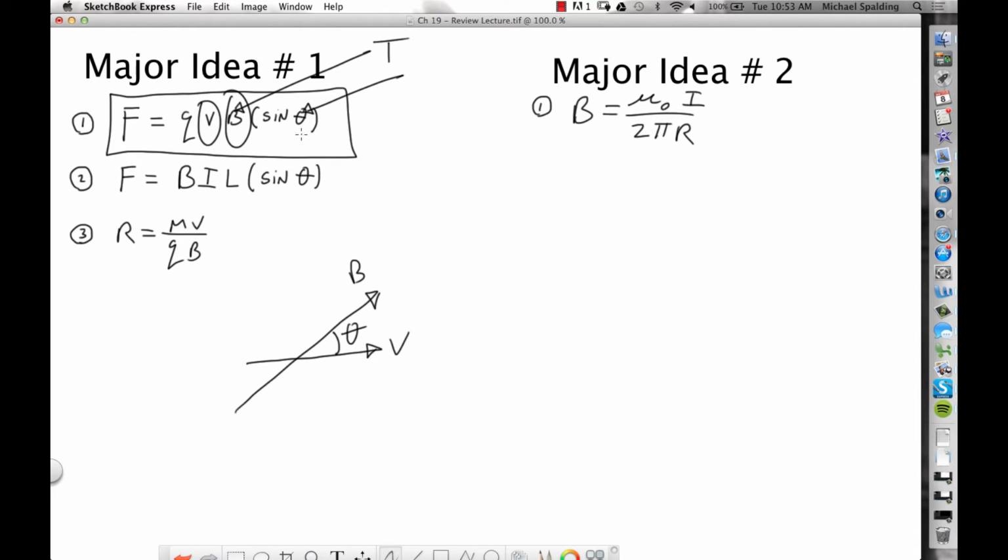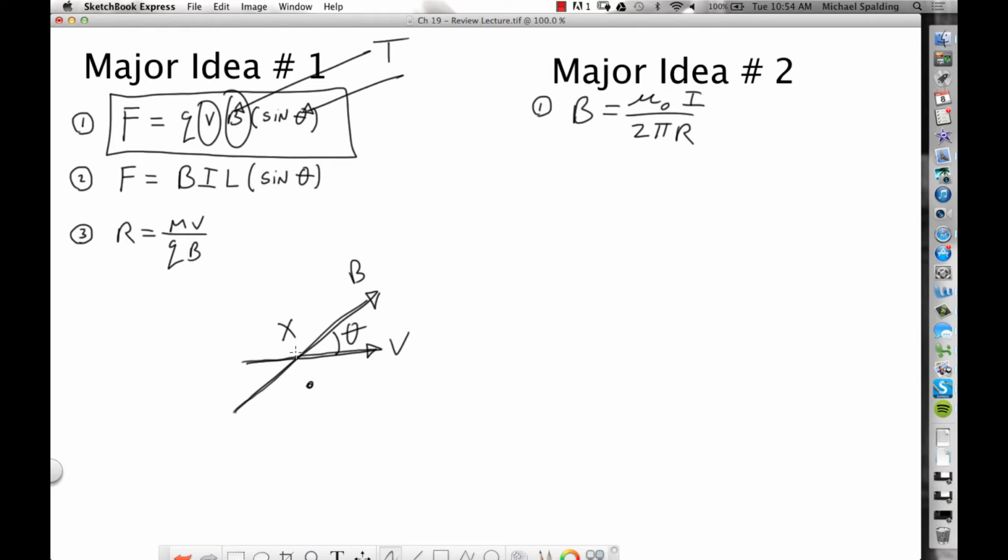Now the force of the magnetic field is going to be perpendicular to this plane. Remember from geometry, two lines form a plane. So B and V cross each other. The force of the magnetic field is either going to be into the page or out of the page, perpendicular to both magnetic field and velocity.